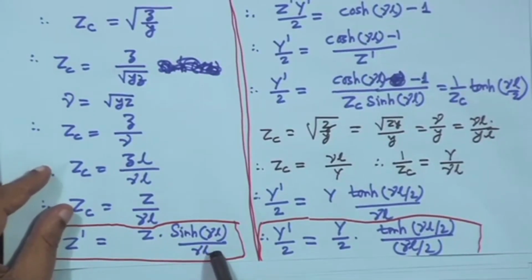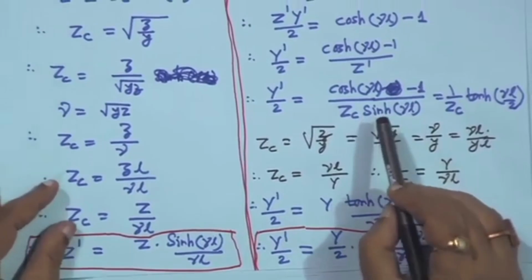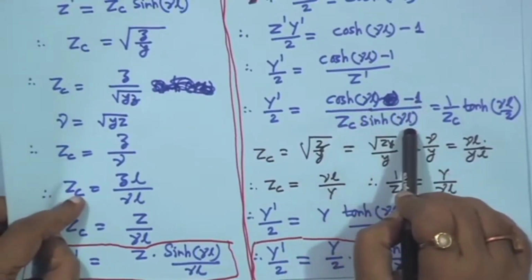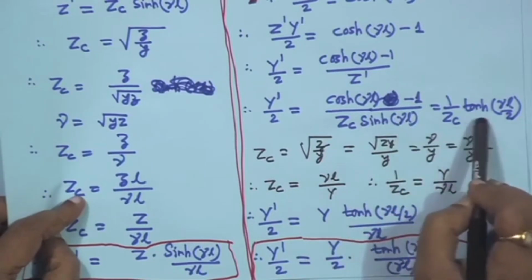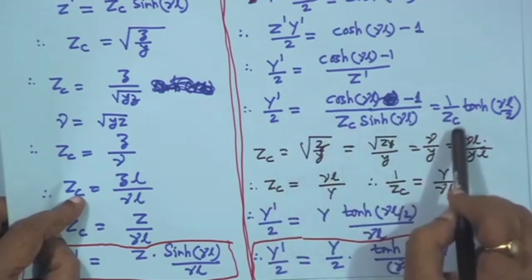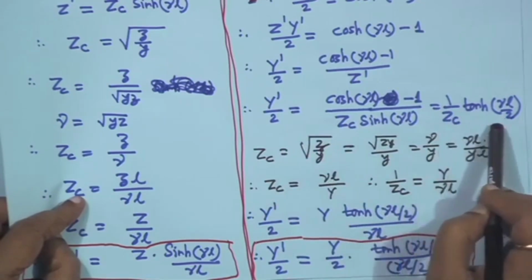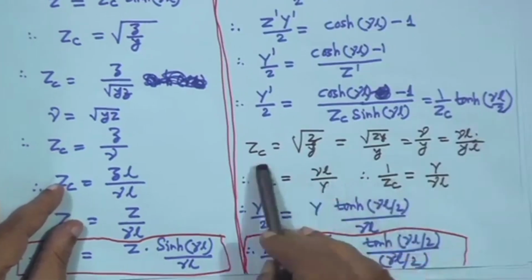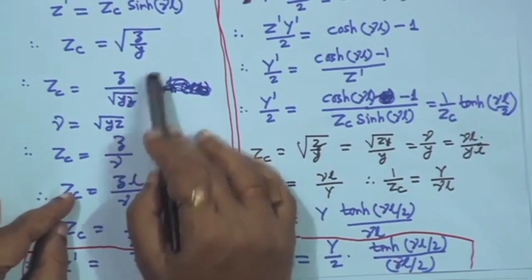So, what you can do is that this first term, cos hyperbolic gamma L minus 1 divided by sin hyperbolic gamma L, is actually equal to tan hyperbolic gamma L by 2. So, that means this Y dash by 2 can be written as 1 upon Zc into tan hyperbolic gamma L by 2, right. We know that Zc is equal to root over z by y.